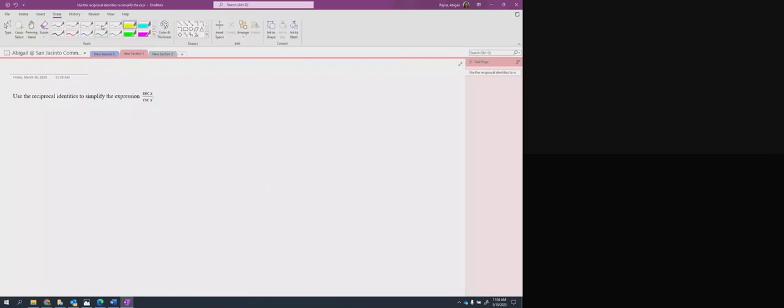Here's an example where we're asked to simplify a trigonometric expression, in this case secant x over cosecant x. So the first thing I would do with that, I'm going to copy it a little bit bigger, I would use the reciprocal identities. So secant x is equal to 1 over cosine x. Secant is the reciprocal of cosine, and cosecant is the reciprocal of sine.